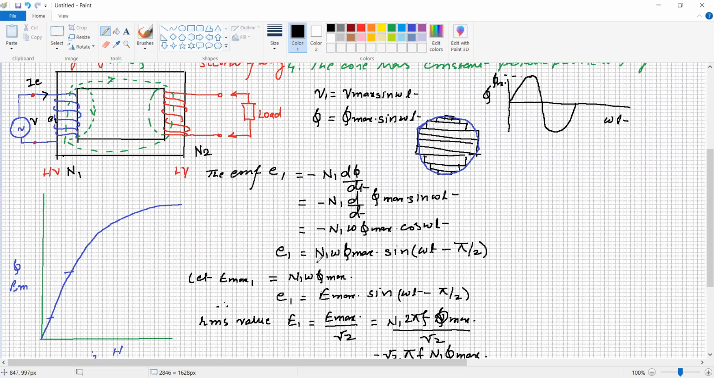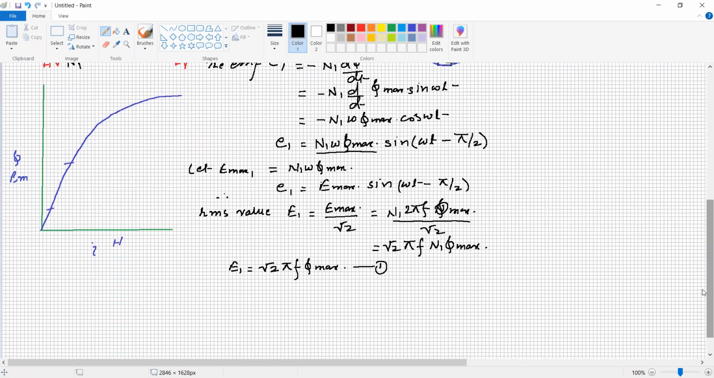Now this value is nothing but the maximum value, which we have written as E maximum sine omega t. In terms of RMS value, for a sinusoidal waveform it is divided by root 2. So we found that the EMF induced in the primary winding is E1 is equal to root 2 pi f phi maximum, with N1 turns.